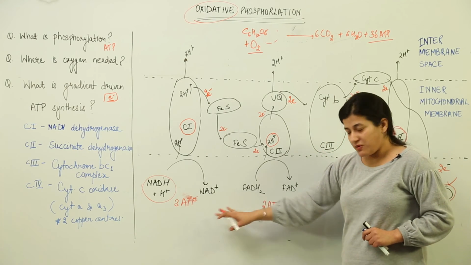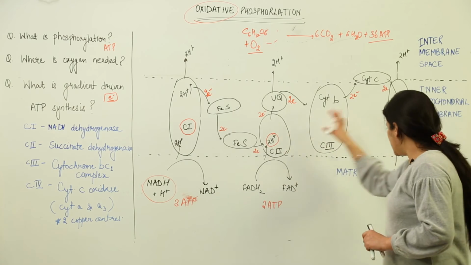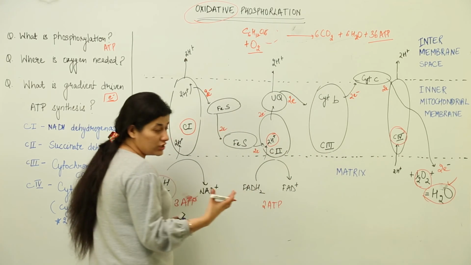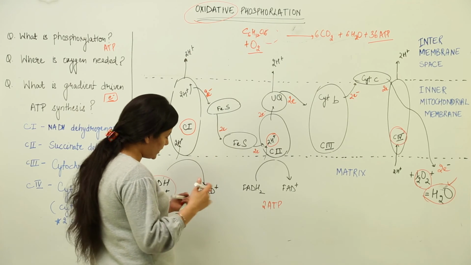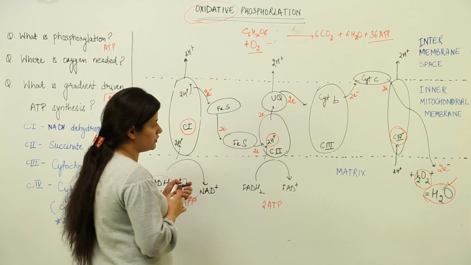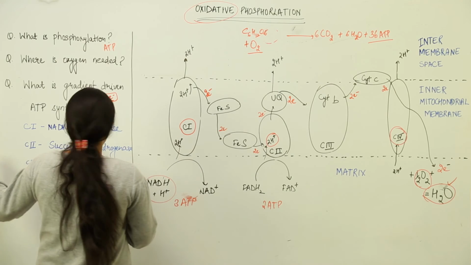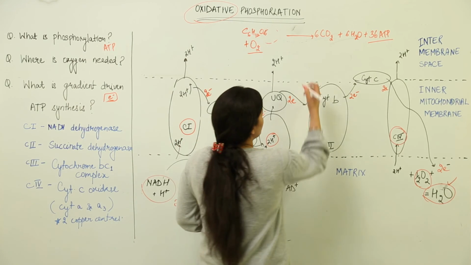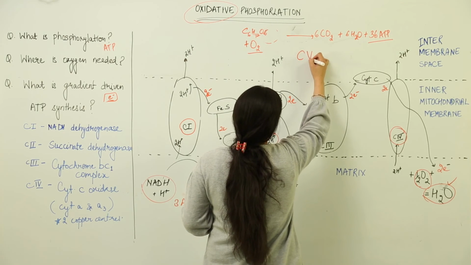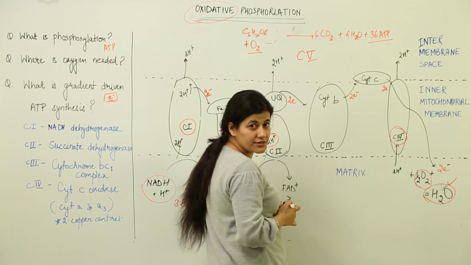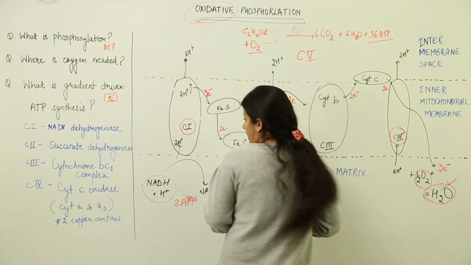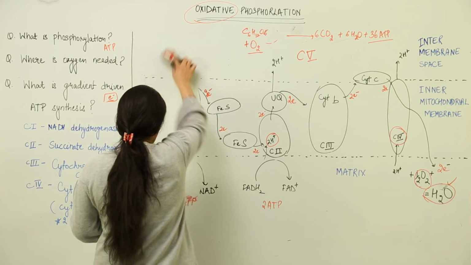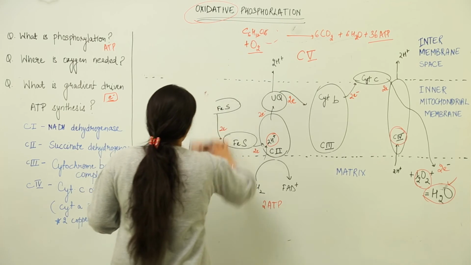Now these 3 ATP and 2 ATP molecules, how are they formed? We did get an answer to where oxygen was required, but we are still not reaching where we wanted to, that is, how many ATPs are to be generated and how they would be generated. So for that purpose, we have complex number 5. Alright, I would clear this up so that you get a better understanding of what complex number 5 is all about.